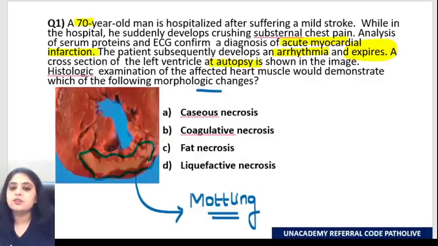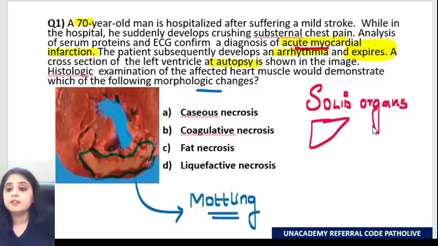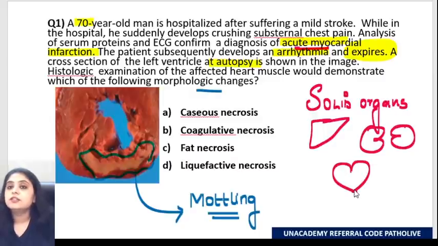So this was actually not a question to do with any extensive knowledge about MI. It was just about what the type of cell death is that happens in solid organs. In solid organs, for example the liver, the kidney, or the heart, the solid organs suffer coagulative necrosis. So simple: in the heart, this dark mottling corresponds to coagulative necrosis.